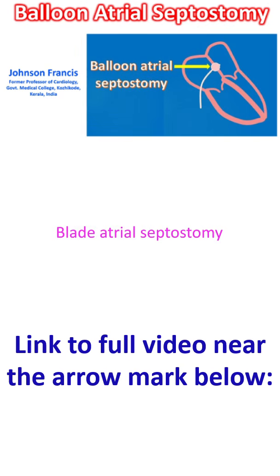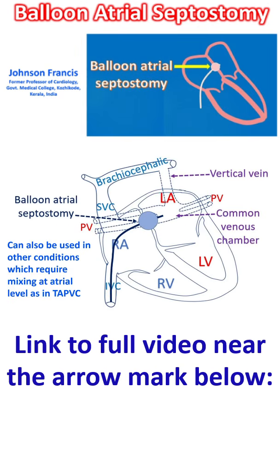Beyond the neonatal period, septum becomes thick and difficult to tear by simple balloon atrial septostomy, when a blade atrial septostomy may be needed. This procedure utilizes a catheter-mounted blade to make an incision in the interatrial septum. Balloon atrial septostomy can also be used as an initial palliation in other conditions which require good mixing at atrial level, as in total anomalous pulmonary venous connection.